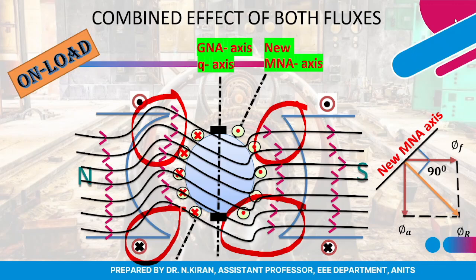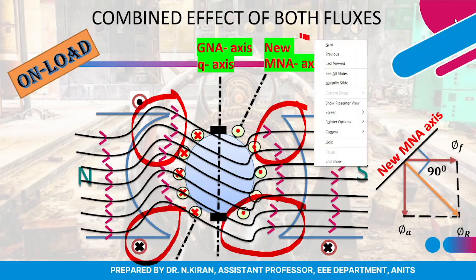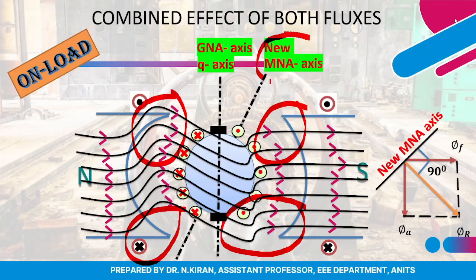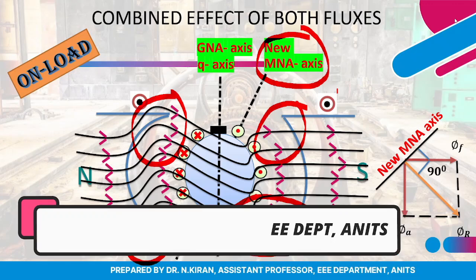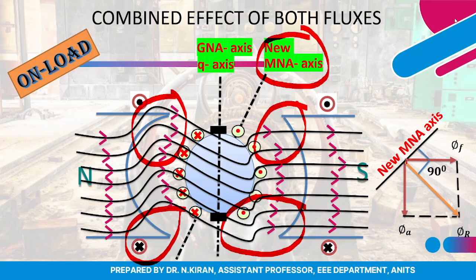What happens here is, because of the interaction of both fluxes, the MNA axis has been shifted. So this is the new MNA axis. No longer are the GNA and MNA coinciding with each other, because you can see from the phasor diagram, this is the main flux distribution, this is the armature flux distribution, and due to the interaction of these two fluxes, this is my resultant flux. My MNA should always be perpendicular to my resultant flux. The angle between the resultant flux and the MNA axis should always be 90 degrees.